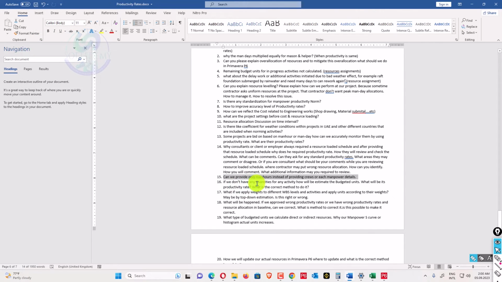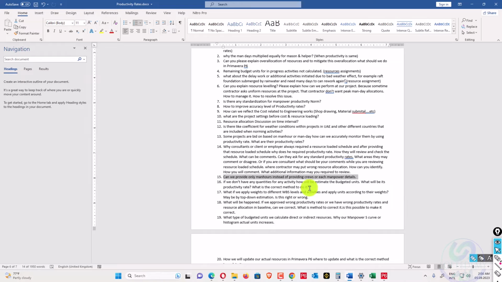If we don't have any quantities for any activities, how will we estimate the budget units? What will be its productivity rate? What is the correct method to do that? If you don't have any quantities for any activities, how will you estimate? If you don't have any quantity, you cannot estimate your productivity units, because the quantity is fixed and is divided by your productivity rates. After that, you can calculate your budget units.